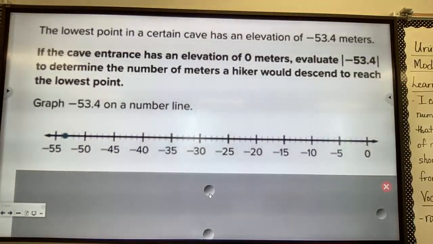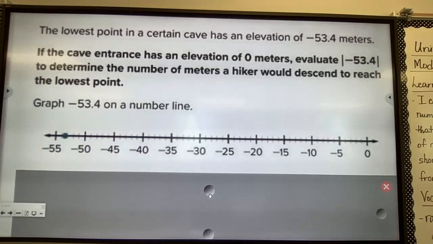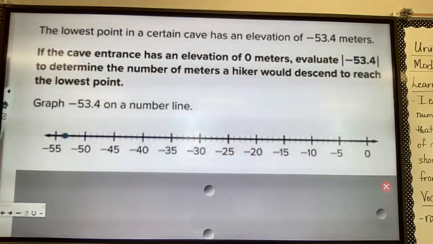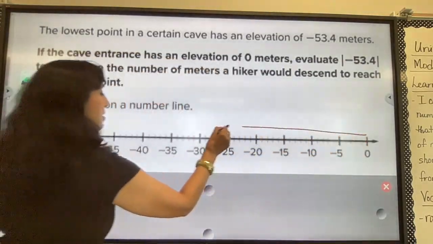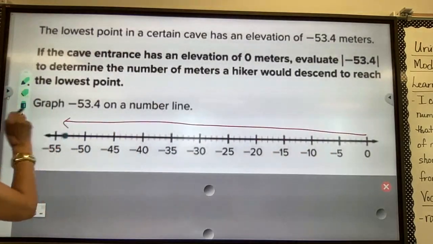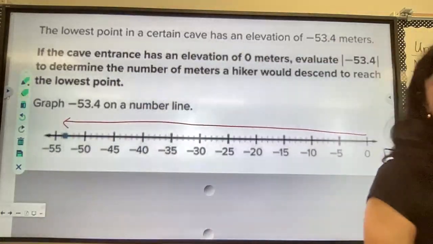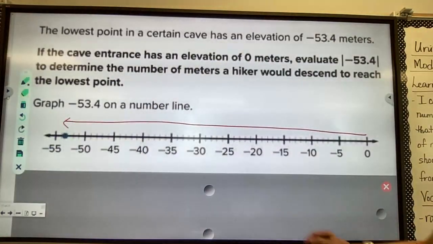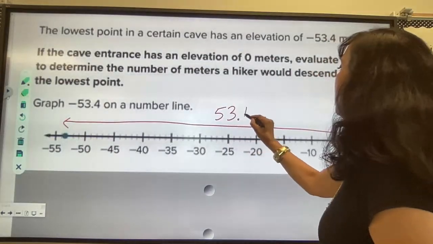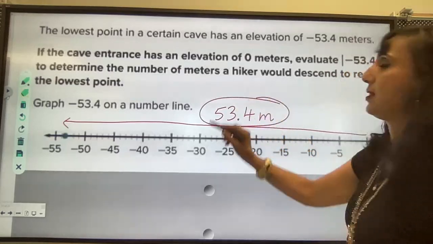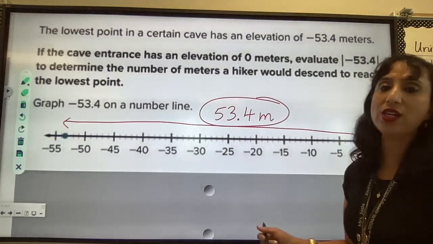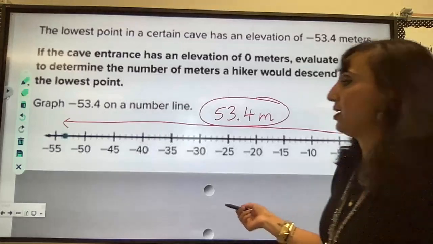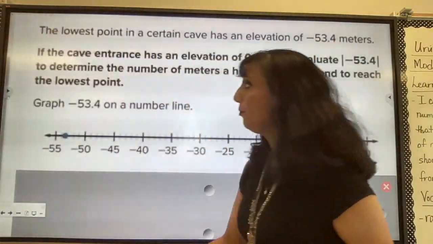All right, and so how many units from 0 is negative 53 and 4/10? Okay, so we are looking at this distance from 0. So look at this distance. And if I'm looking at that distance, what is that distance? It is 53 and 4/10 meters. That is what my distance is. All right, so the hiker descended 53 and 4/10 meters. Hiker descended that much.